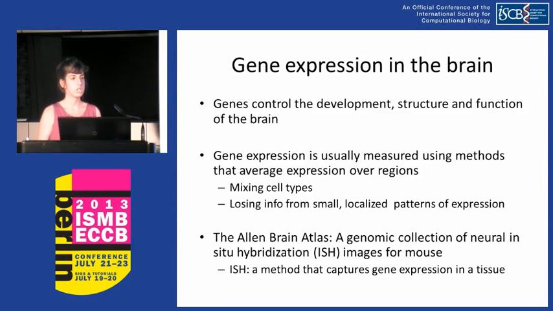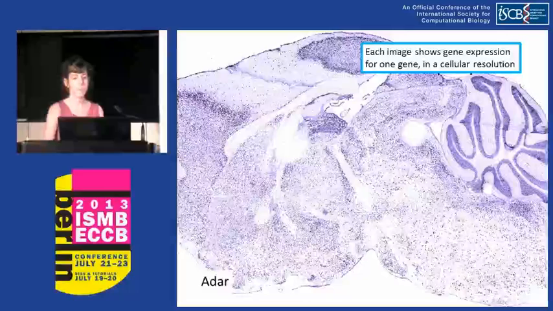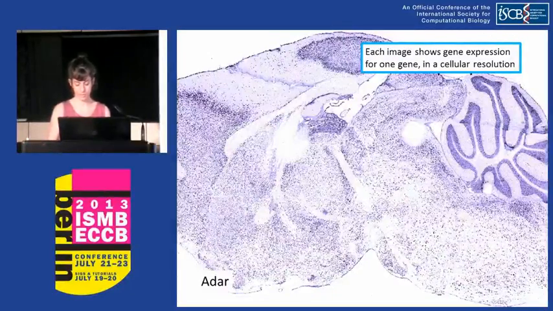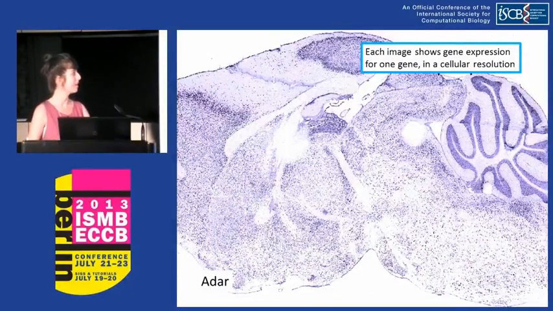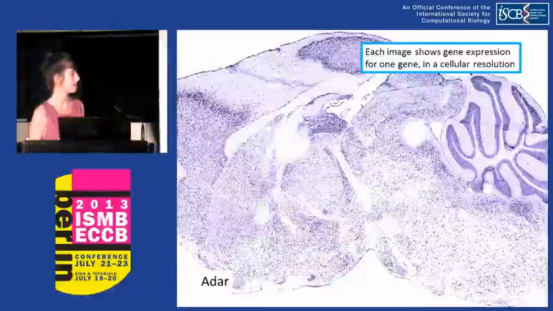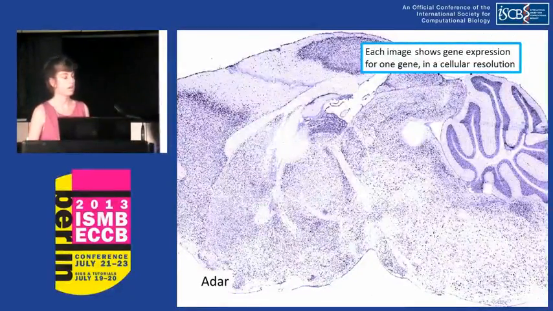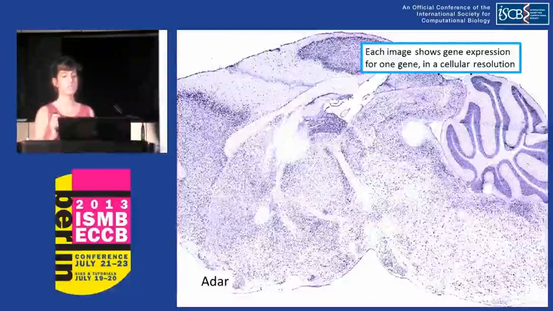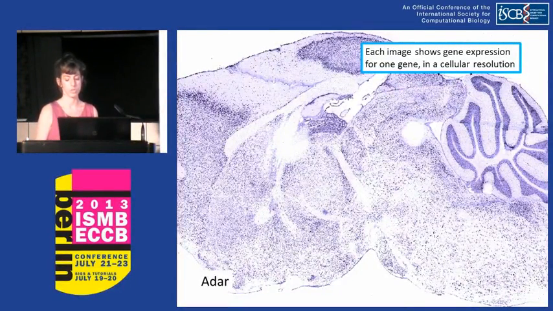And in situ hybridization, as you all know, is a method that is able to capture gene expression in a tissue in a very high resolution. And let's take a look at the data. So this is a mouse brain. And you can see here gene expression for one gene. In this case, it's the gene ADAR. So black dots here in the image are expression of this gene. And so each image shows expression for one gene in a cellular resolution.